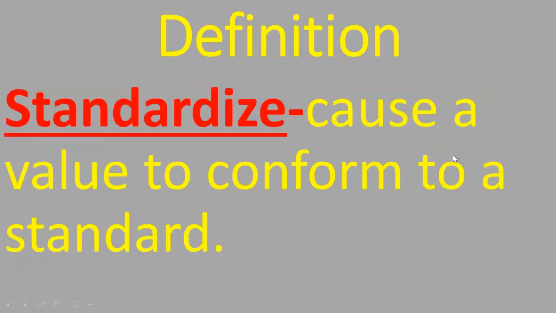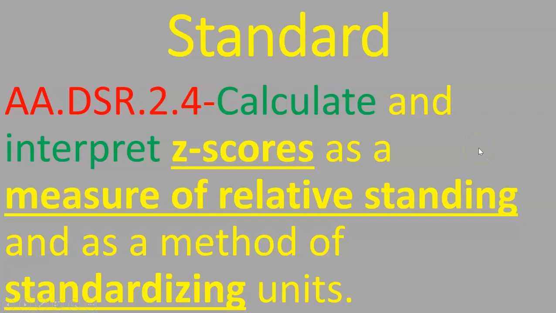To standardize is to cause a value to conform to a standard. In this case, our standard is the mean. We're comparing everything to that standard, the mean of the data set. Our standard says to calculate and interpret z-scores as a measure of relative standing and a method of standardizing units. So we saw the formula for z-scores, we interpreted what z-scores mean, and we use z-scores to compare a particular value to the other values in the set and to standardize it towards the mean of that data set.